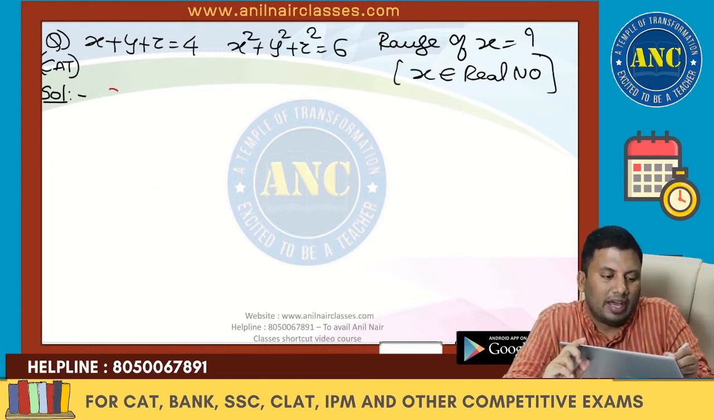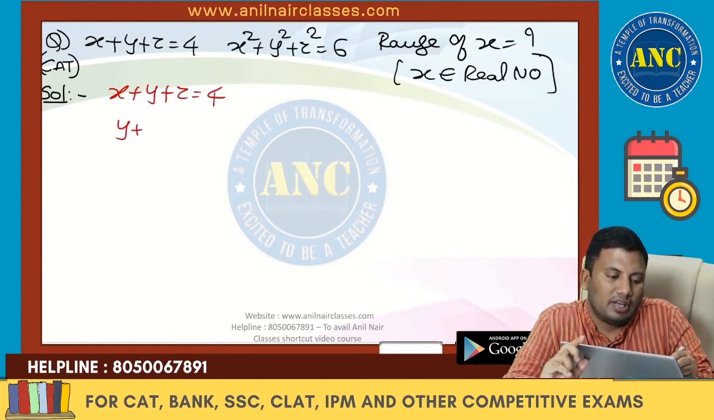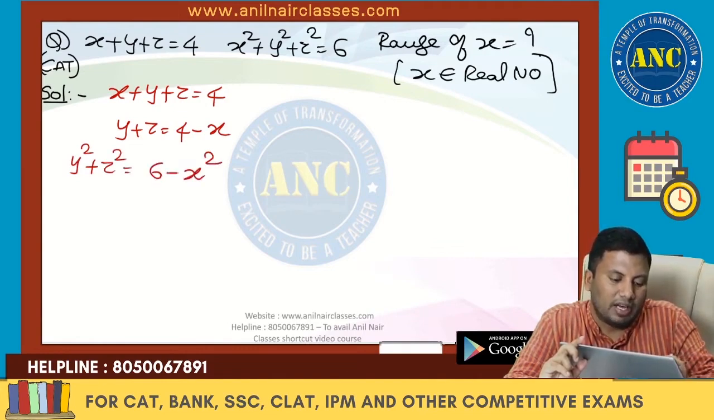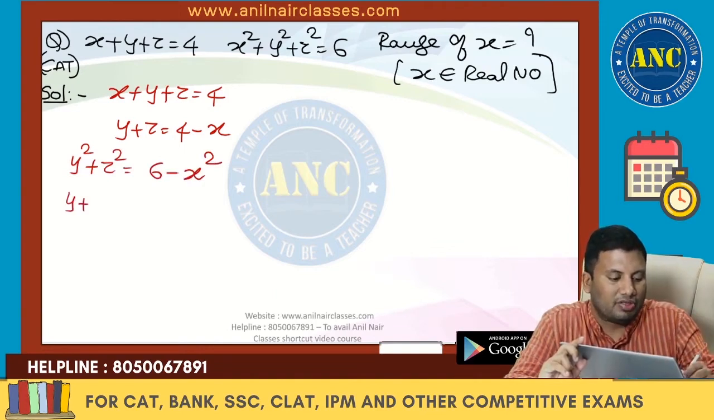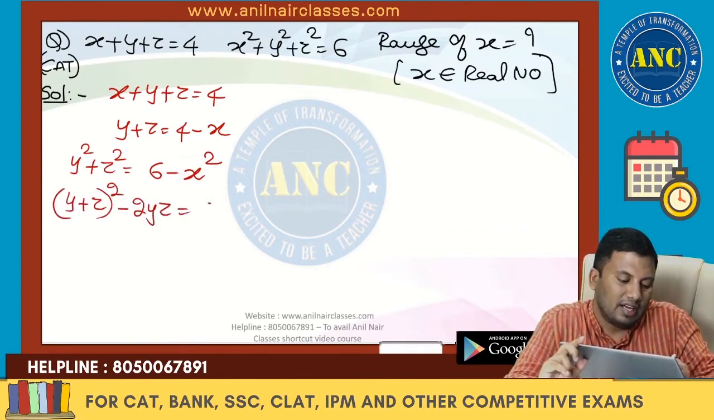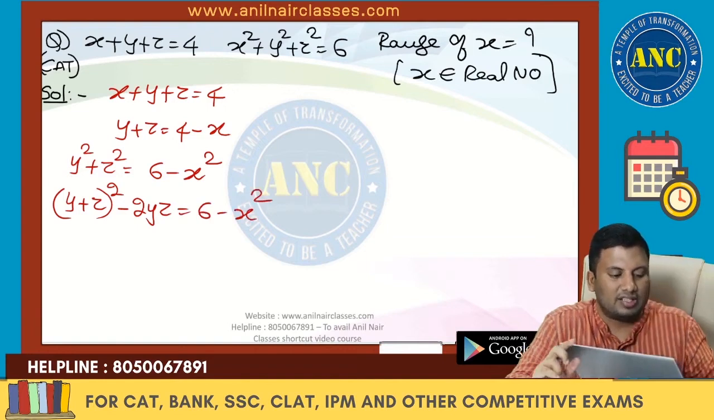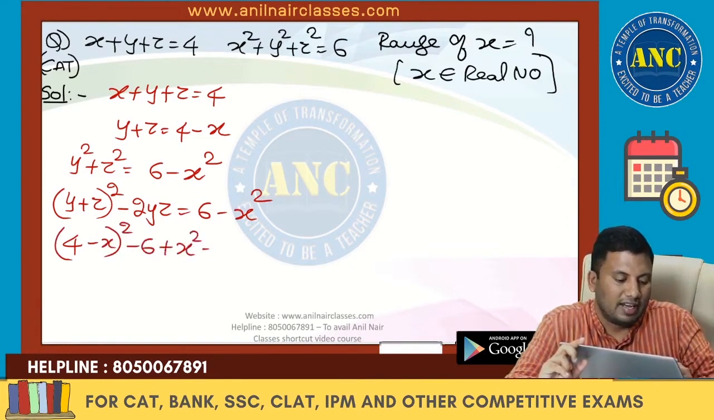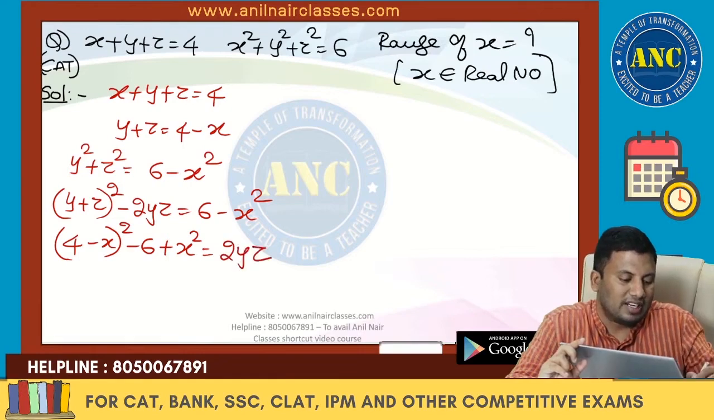See here, x plus y plus z is nothing but 4. That means y plus z is nothing but 4 minus x. Y square plus z square is nothing but 6 minus x square. It is nothing but y plus z whole square minus 2yz, which is nothing but 6 minus x square.